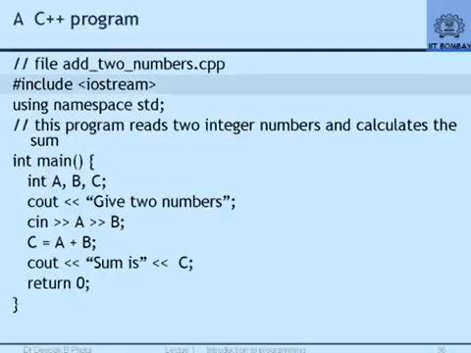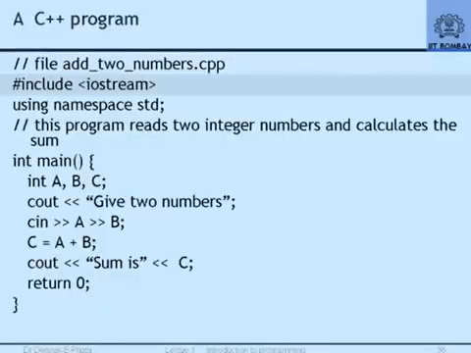Next line, hash include iostream. Can we understand it? No. Stream, we know only water stream and such things. So, iostream, we do not know what it is. So, I will put a question mark here.